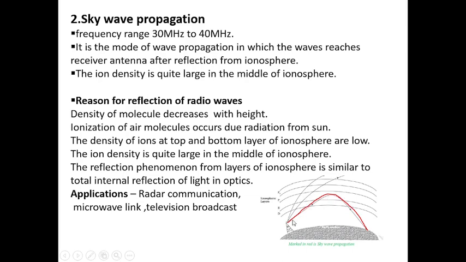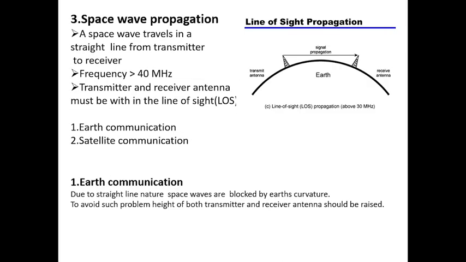This reflection of sky waves from the layers of the ionosphere is similar to total internal reflection taking place in optics, where the entire light is reflected back into the same medium. Using these sky waves, we have radar communication, satellite communication, television communication, etc. So next one is space wave propagation.